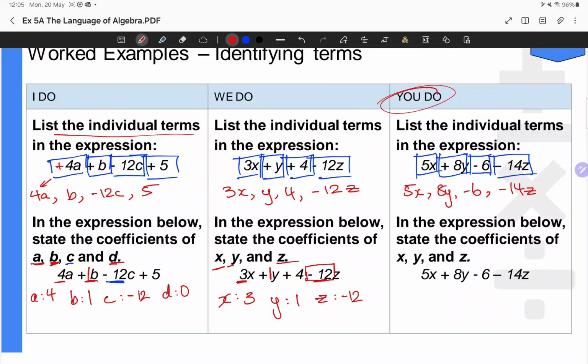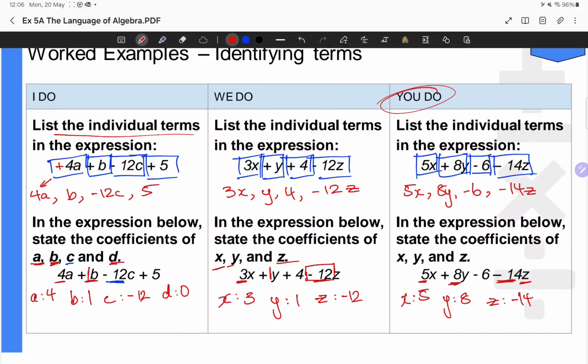And then down here, it's still the same expression. So what's the number in front of x? It is 5, so right here. What's the number in front of y? It's 8, so right here. What's the number in front of z? Z, it is negative 14. Okay, so don't forget what is in front.